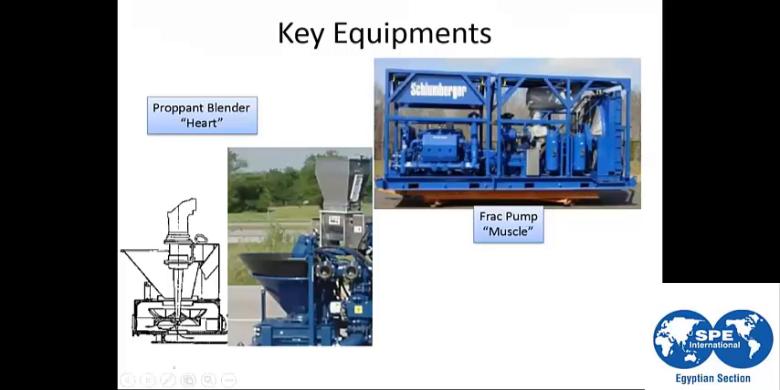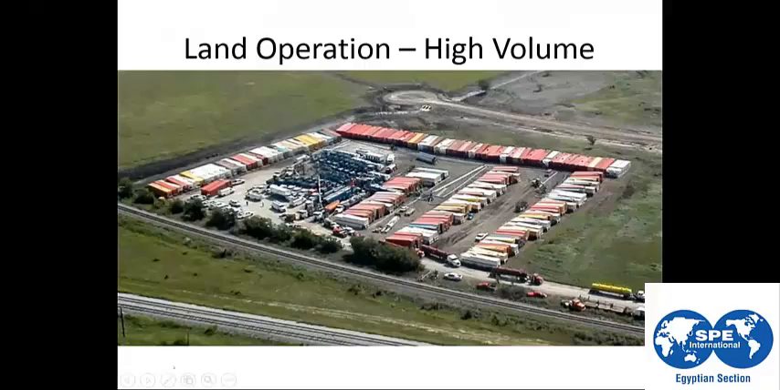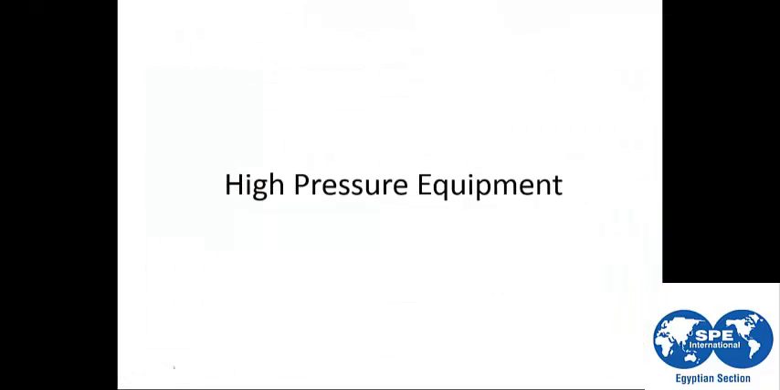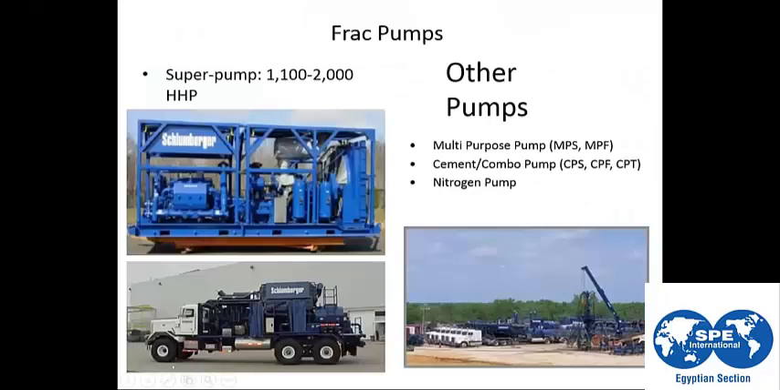This is the high pressure pump. There are two types of pumps. There are skid pumps, mainly used for offshore, and here we can compare: this is a truck mounted pump, and this is a skid pump. This super pump's horsepower ranges from 1100 to 2100, about 2000 horsepower.